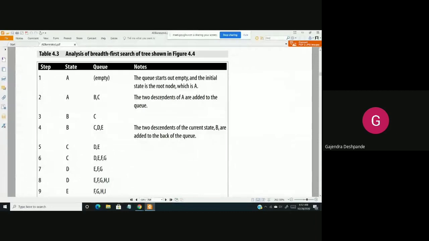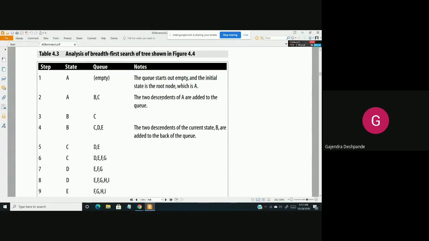A is not a goal node, but A has got two children. So add them to the back of the queue. You will observe here that the first few steps are the same. The first three steps are the same, but from the fourth step onwards, you will start finding the difference. A has got two children, B and C, add them to the queue. Note here that we are adding at the back of the queue.